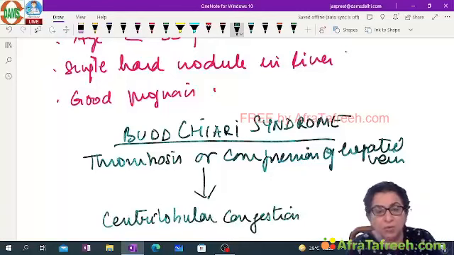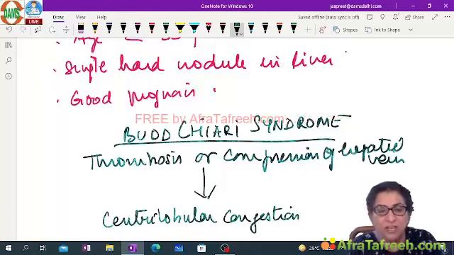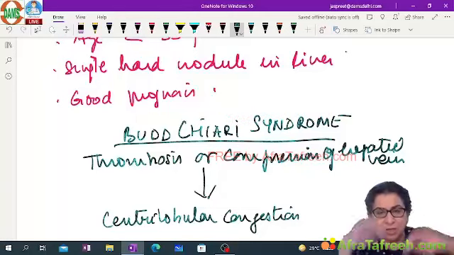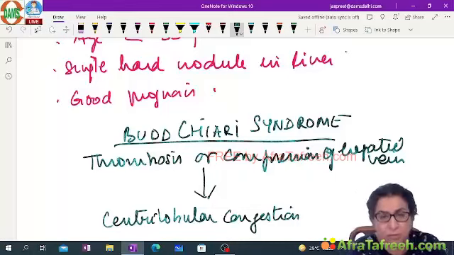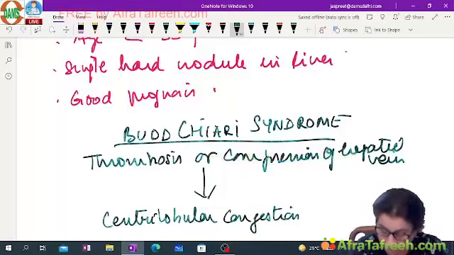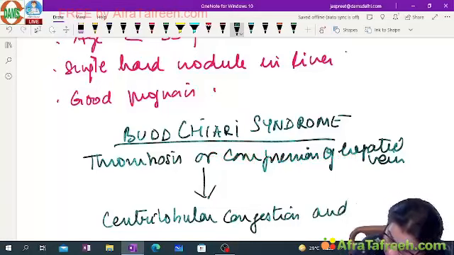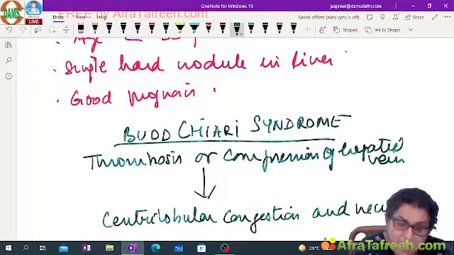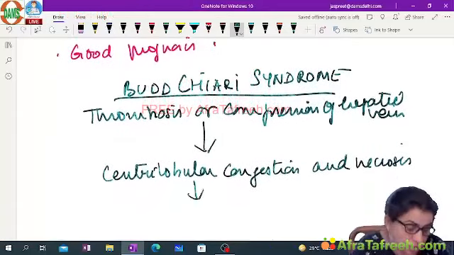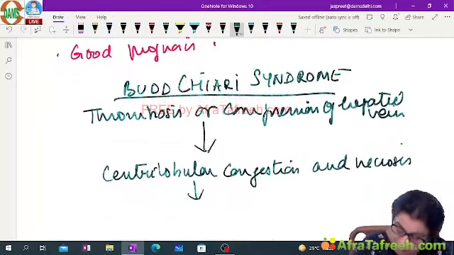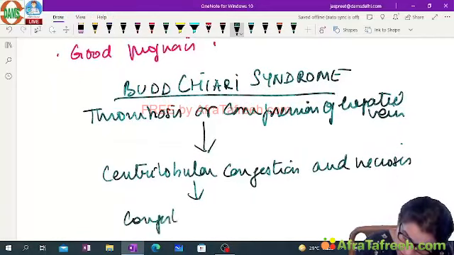Venous blood goes out from the lobule, central vein drains out the venous blood. So now all the venous blood, since hepatic vein is thrombosed or compressed, blood cannot drain out, venous blood cannot go out of the liver, it accumulates in the lobules, and in the lobules it accumulates around the central vein. So there is centrilobular congestion and necrosis. So the hepatocytes around the central vein undergo necrosis, and there is congestive liver disease.